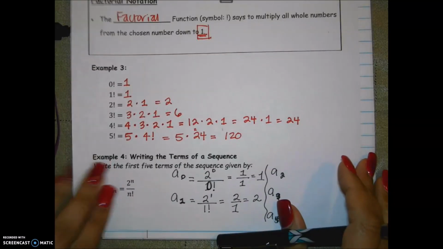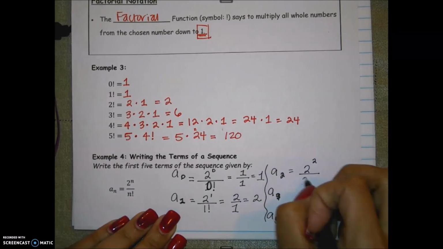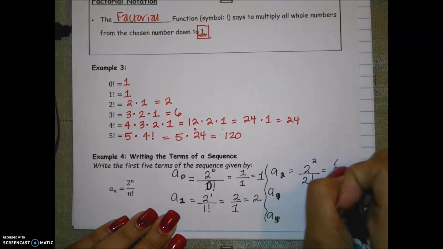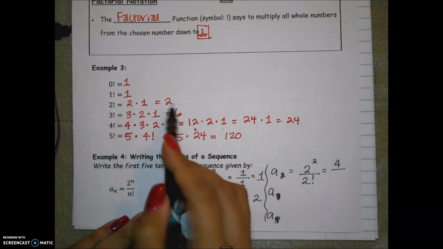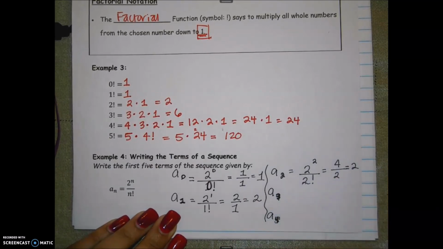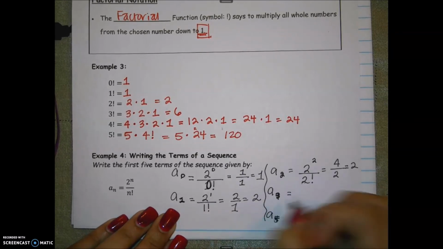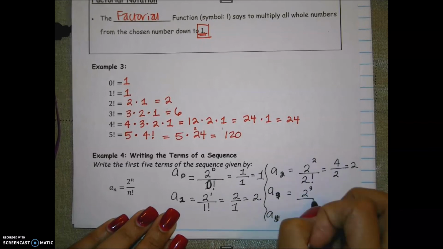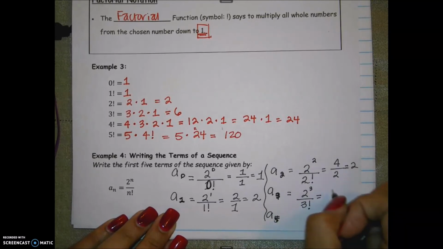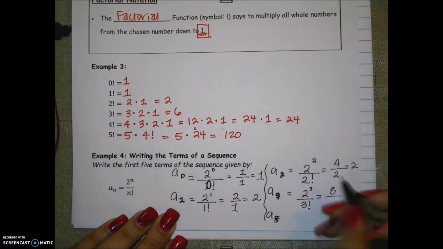All right? A sub 2 is 2 to the second power divided by 2 factorial. 2 to the second power is 4. 2 factorial is 2. And 4 divided by 2 is 2. Okay, hopefully we're keeping track. All right, the next one is a sub 3. That's 2 to the third power divided by 3 factorial. 2 to the third power is 8, divided by 3 factorial, which is 6.